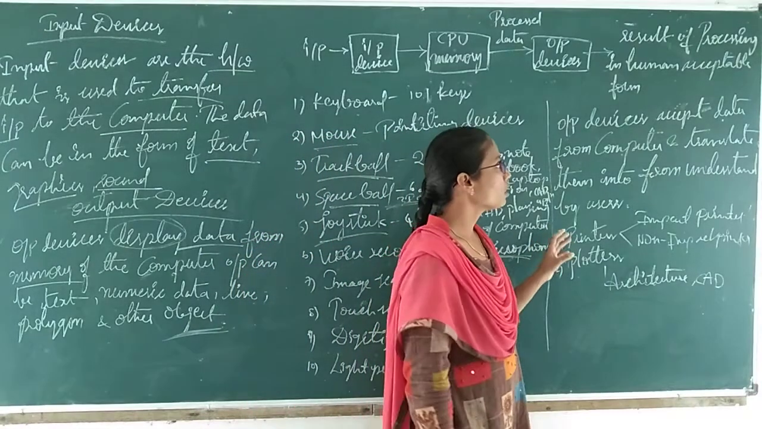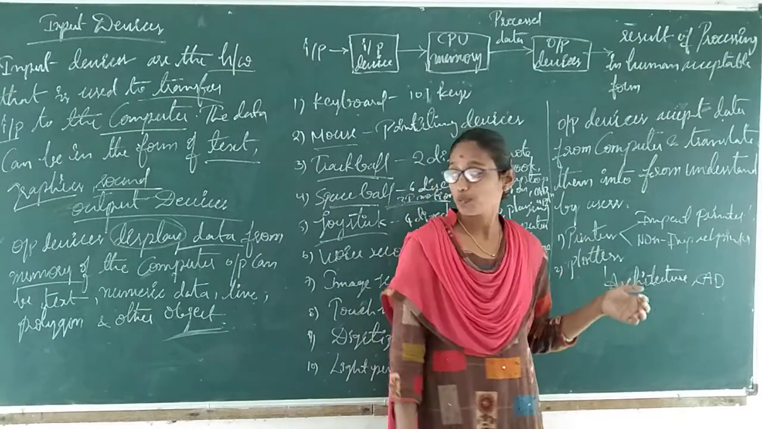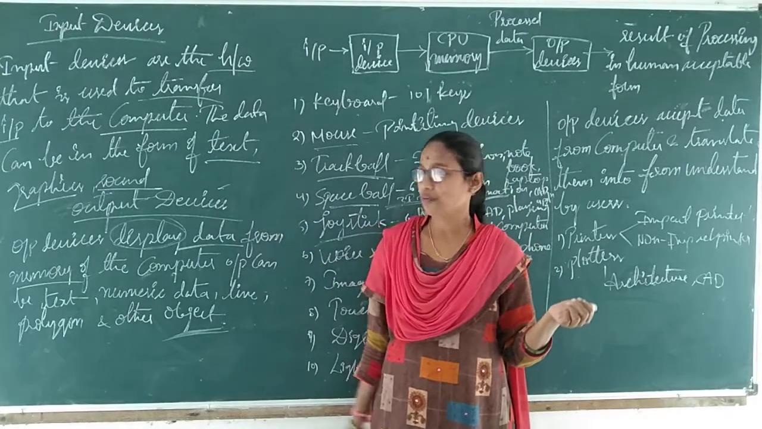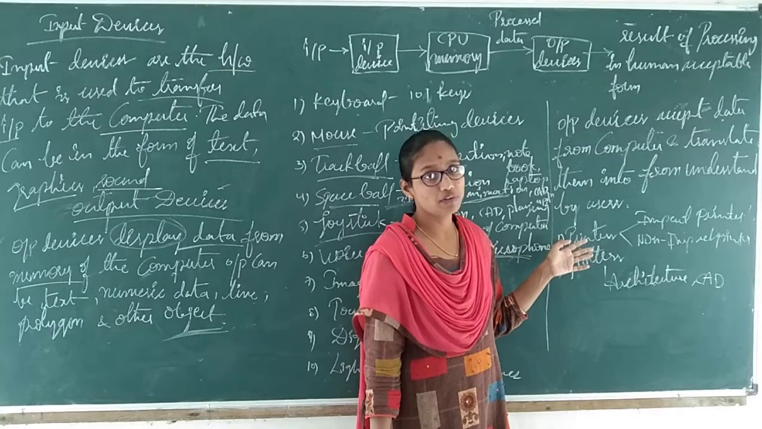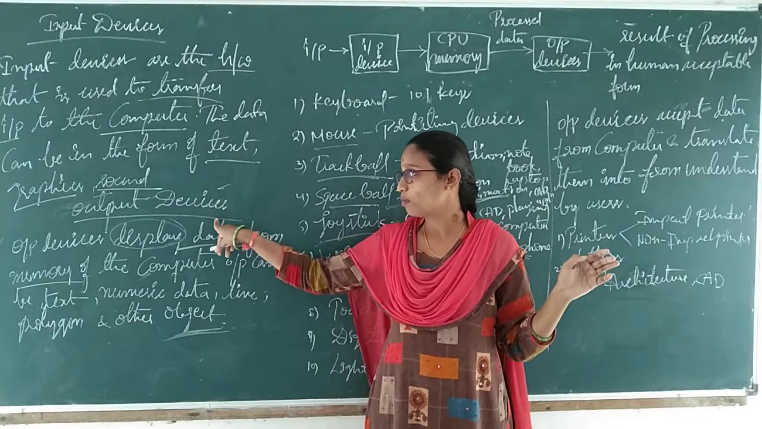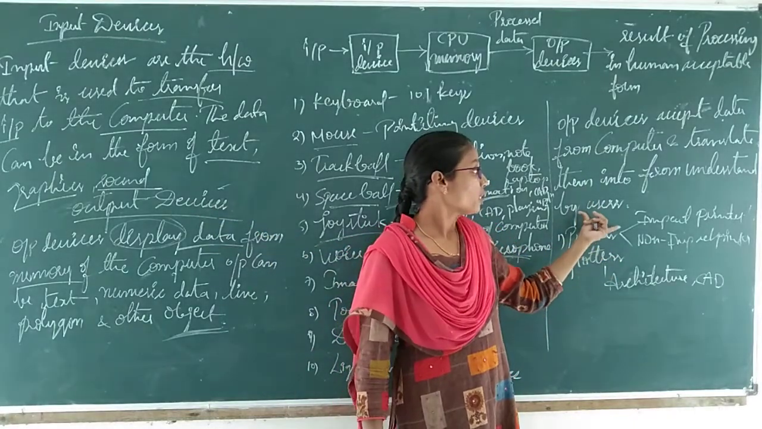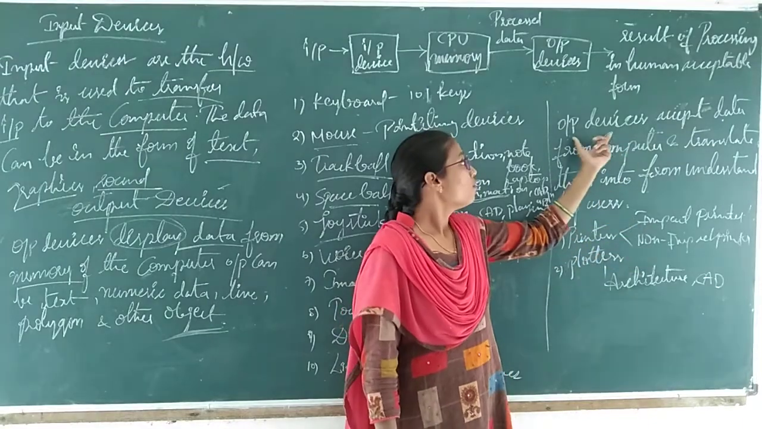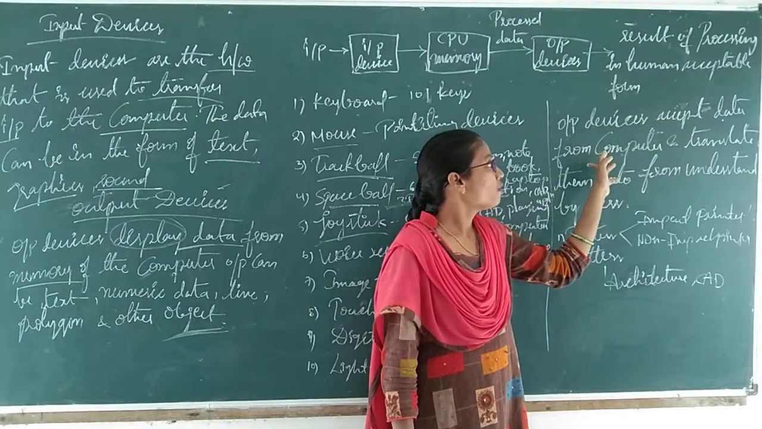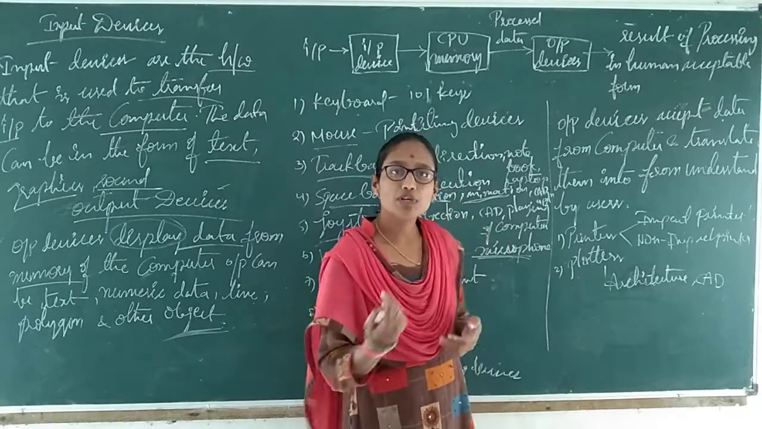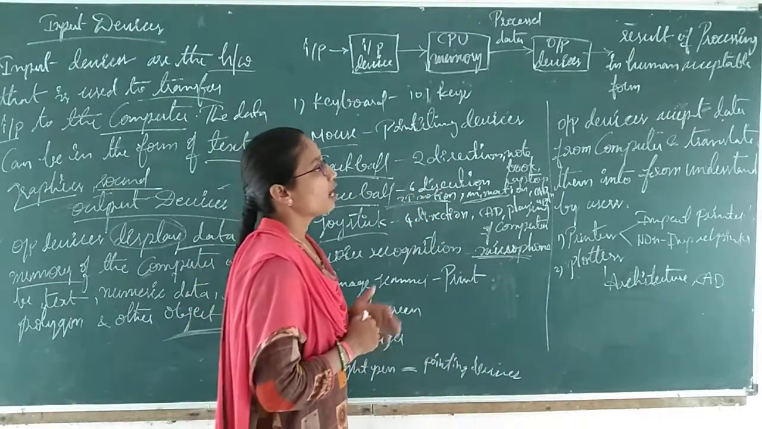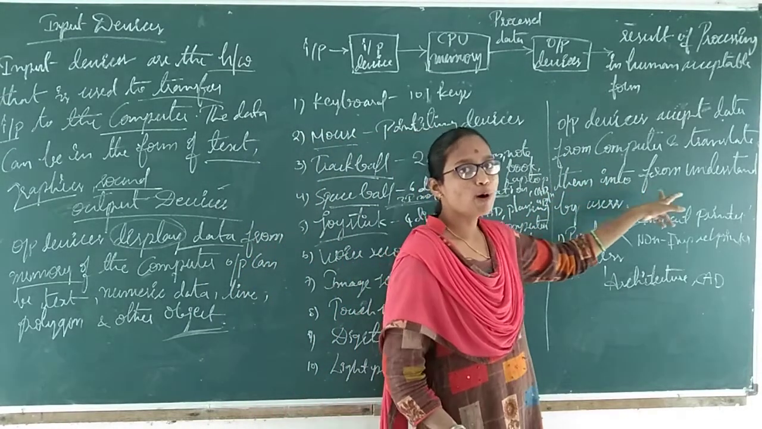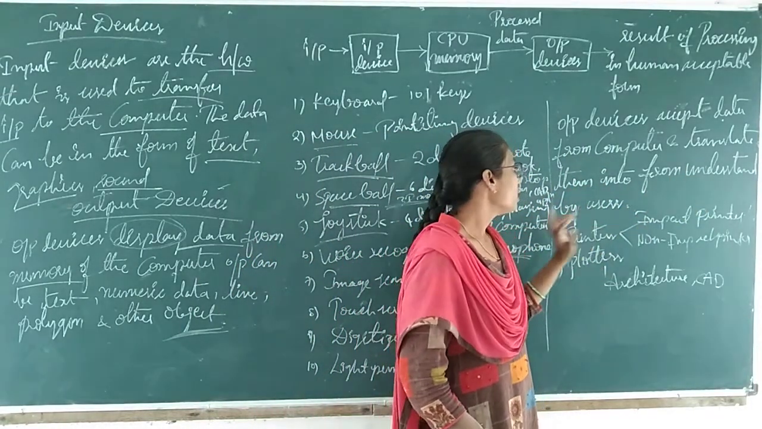And here we are having the output devices. What does output devices mean? I already said the output device definition, but here we also have one more definition. Output devices accept the data from the computer and translate it into a form understandable by the user.